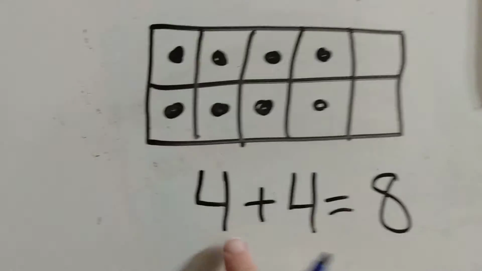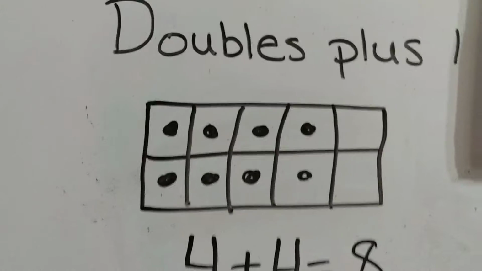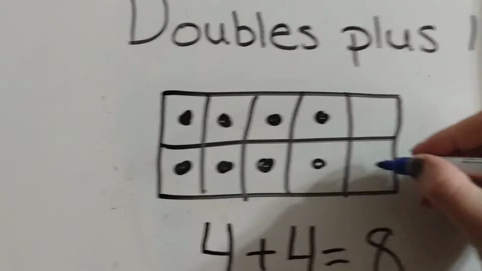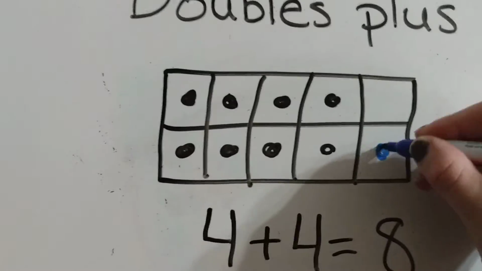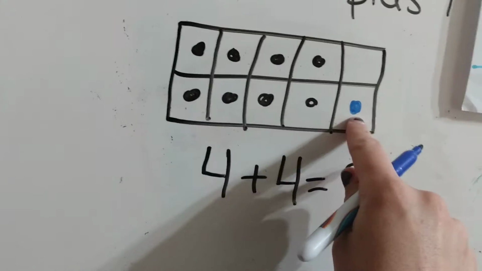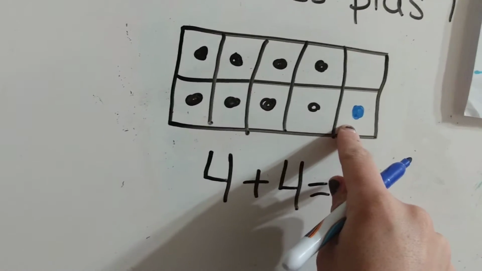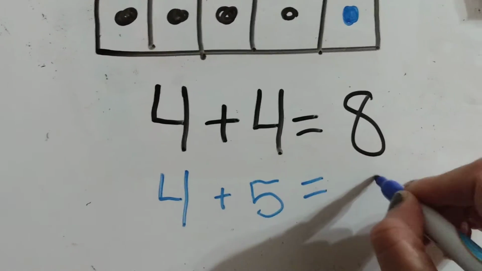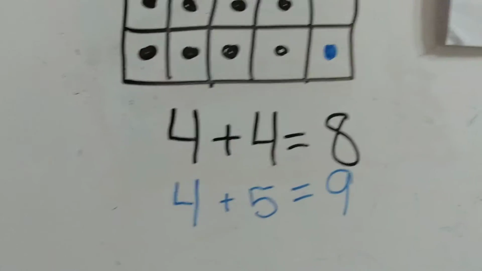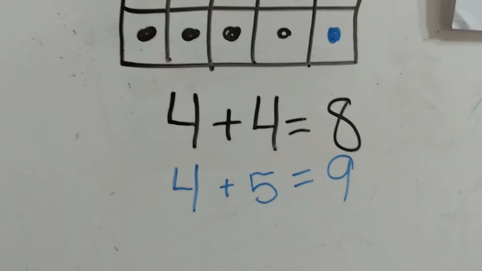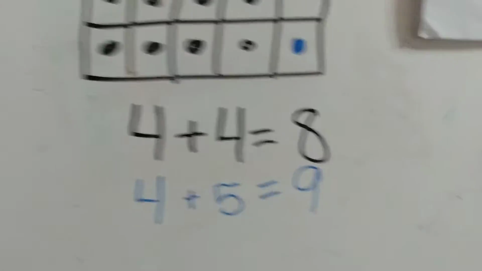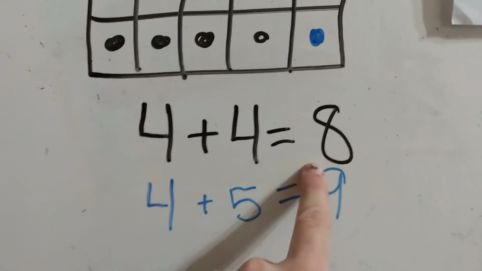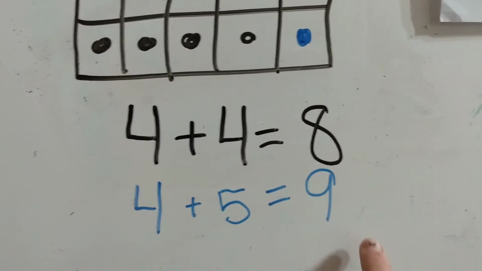So since we know 4 plus 4, all we've got to do is have our double and we're going to plus 1. So I'm going to add 1. Since we know 4 plus 4 equals 8, we know 4 plus 1, 2, 3, 4, 5. See how we just added 1? Equals 9. So we know 4 plus 5 equals 9. And what do you notice about these two numbers? Yeah, we just added 1 to our sum, or to the answer to our problem. So we know 4 plus 4 equals 8. Then we know 4 plus 5 equals 9.